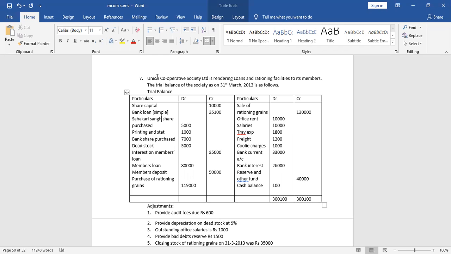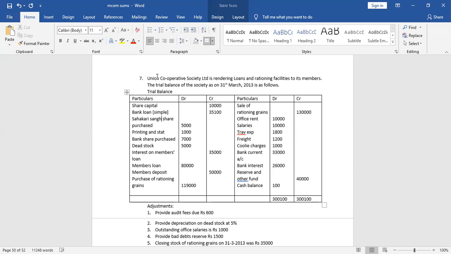Now share capital will come in the share capital head. बैंक लोन सिंपल मतलब सिक्योरिटी नहीं रहेगा, अनसिक्योर्ड रहेगा. सहकारी संघ शेयर परचेज, this is investment. Then we have bank, printing and stationery P&L account. Bank share purchase, share खरीदना investment है. Dead stock is a fixed asset. Then we have interest on members loan. So the interest on members loan will come in P&L account, interest है.